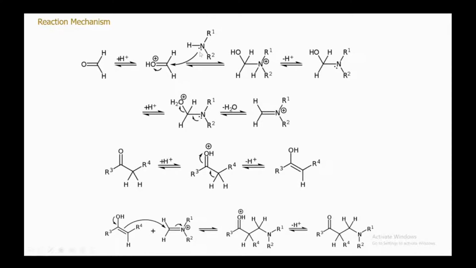Next step is the attack of the lone pair of this nitrogen. This is a secondary amine, and it contains a free lone pair of electrons. Any atom which contains a free lone pair of electrons or negative charge, we call it a nucleophile, and it acts as a nucleophilic center, or it can donate the electrons to the electrophile. So the bond formation will take place between the electrophilic carbon and the nucleophilic nitrogen. So the nitrogen attacks the electrophilic carbon.